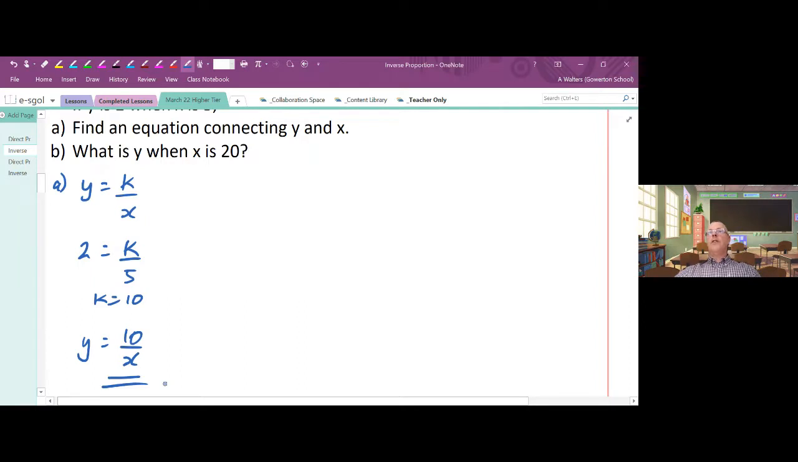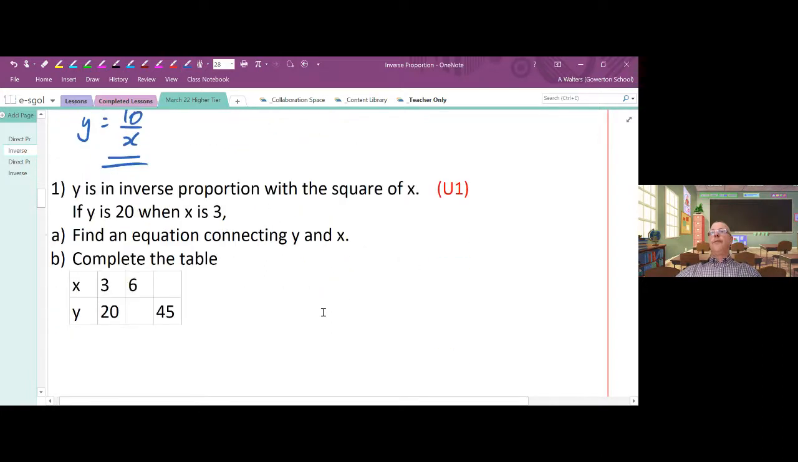Once I've got that, I then have a look. I use this formula, Y equals 10 over whatever X is, and X is 20 in this case. So Y equals 1/2. Okay, I'll do another one.